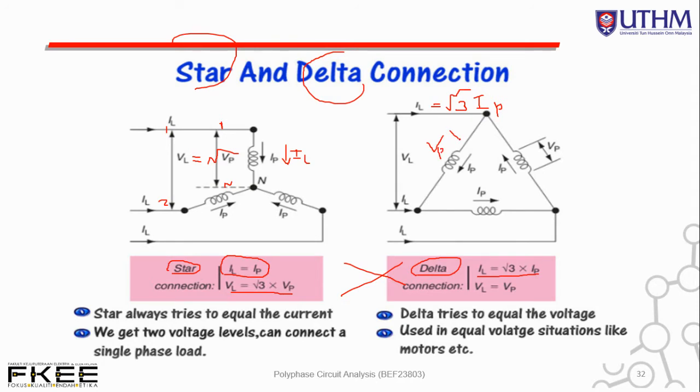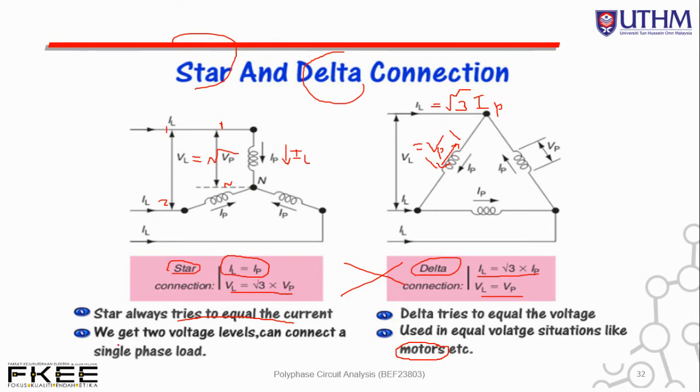So the potential between these two nodes, across this phase, is actually equal to V line. VL equals V phase. So delta tries to equalize the voltage. Applications used in equal voltage situations are like motors, etc. So application is mostly in machine motors. For star, some additional notes: always try to equalize the current, where IL equals IP.